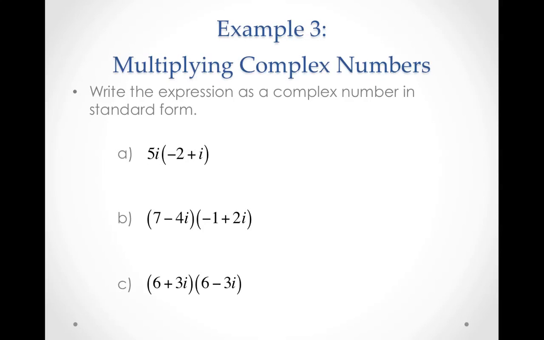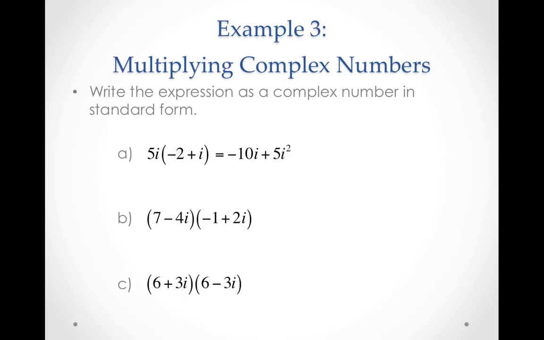Now, how about multiplying our complex numbers? Again, notice our directions say that we want our complex number to be in standard form for an answer. So, in the first case, if I distribute the 5i, I end up with -10i plus 5i squared. Now, that's a perfectly good result to my distribution, but it should not be my final answer because it's not in standard form. In standard form, I need a plus bi. There's no i squareds in my standard form.